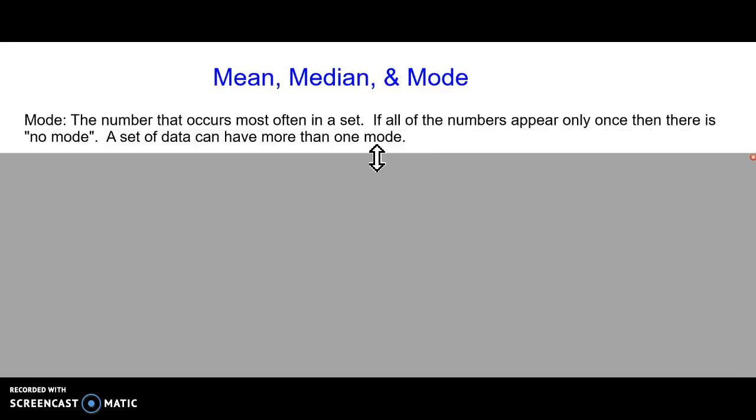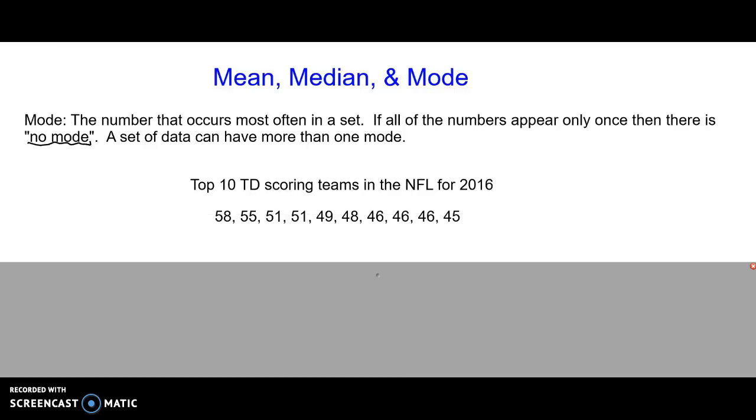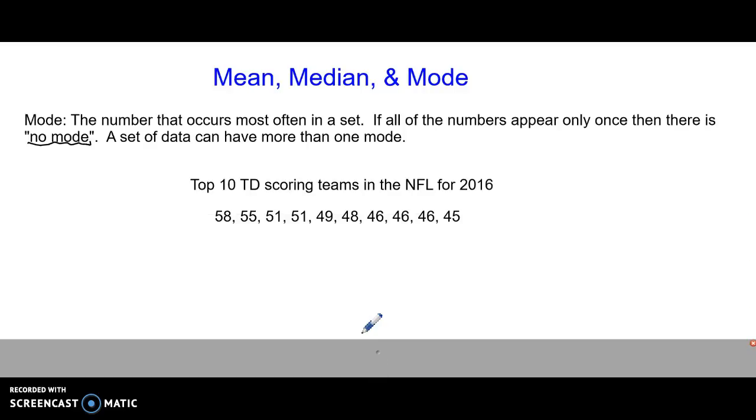So the last measure of central tendency we'll look at today is the mode. And it is simply the number that occurs most often in your set. Now, oftentimes you'll have a set of data where each number occurs only one time. In that case, we say that there is no mode. And then sometimes you'll have a set of data where you will have 2 or 3 numbers that occur the same number of times. In that case, you can have more than one mode. So now let's take a look at our touchdowns again, and let's calculate the mode for that set of data.